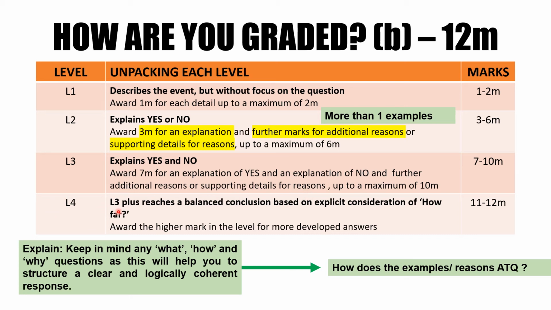Now level 4 is of course the conclusion. If you focus very carefully, it is level 3 plus. That means you must get a range between 7 to 10 marks actually, for you to be able to get level 4 marks, which is 11 to 12 marks. And again, it reaches a balanced conclusion based on how far. That means you need to weigh: is the factor more important? Which is the more important factor, or is it actually a combination of factors?